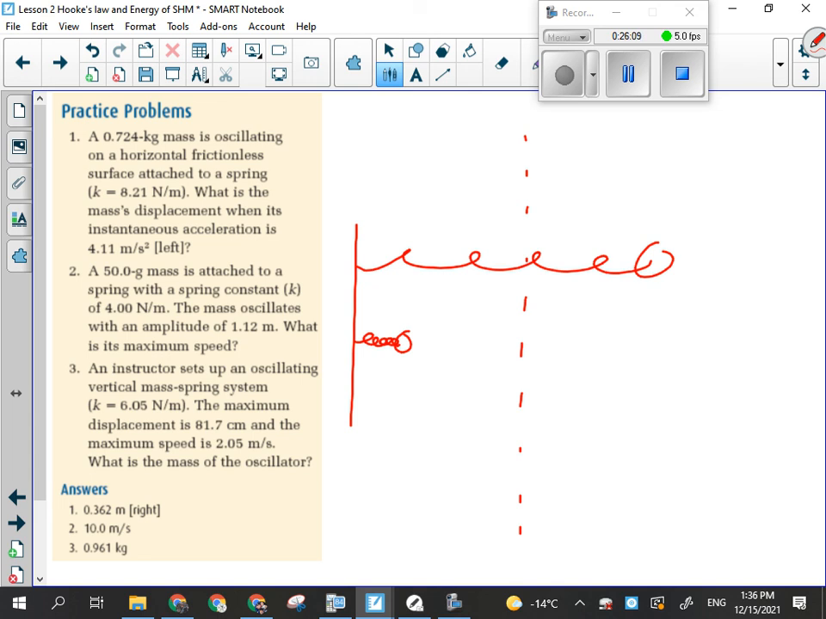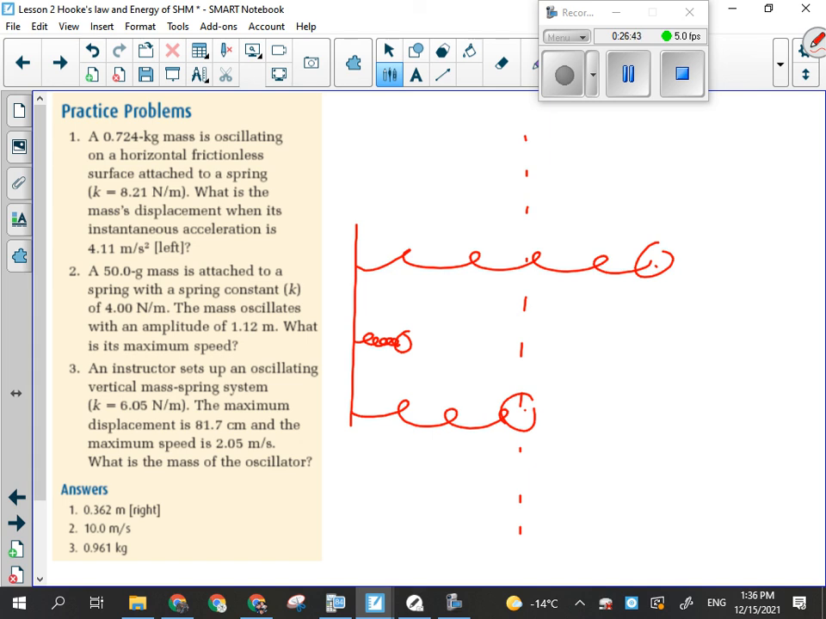Well, where does maximum speed occur? At equilibrium. So it's saying compare this position with that position. It's saying compare these 2 places. Question number 1 says, what is the mass's displacement when its acceleration is this? It's talking about how many places? Okay, that's how I can tell the difference. Otherwise, they sound very similar. They seem like they give me similar information, right?